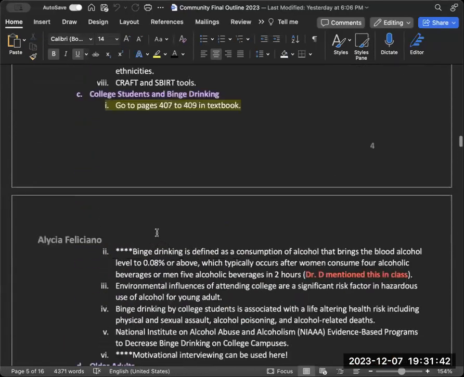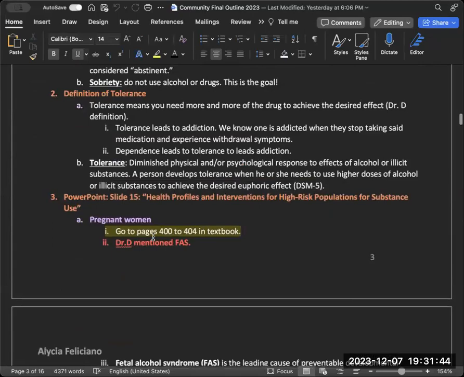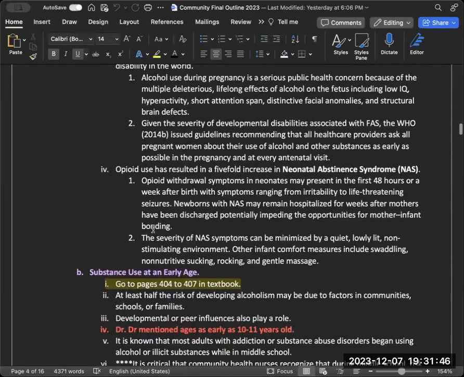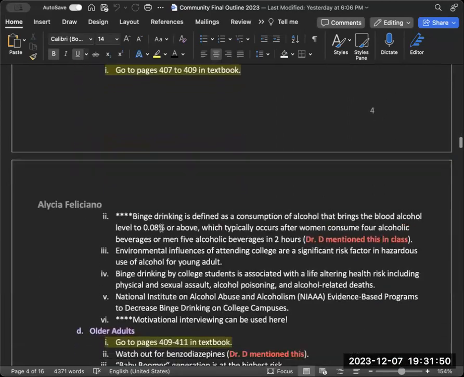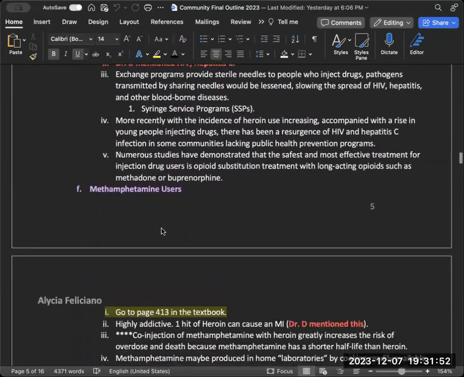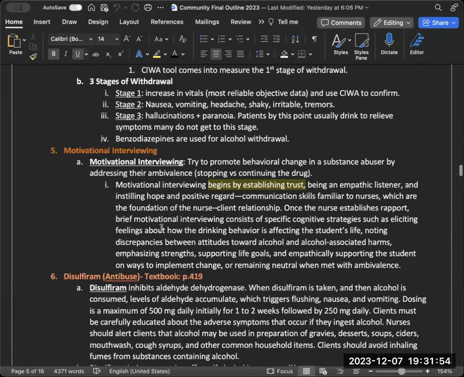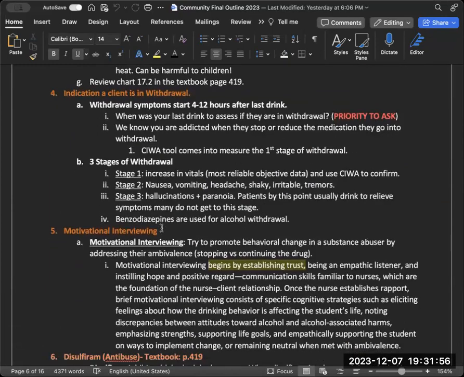But overall, those high risk populations, as I said, are the pregnant women, substance users at young age, college and binge drinking, the older adults, the persons who inject, and methamphetamine users. Does anybody have anything else to add? I think you pretty much covered it.